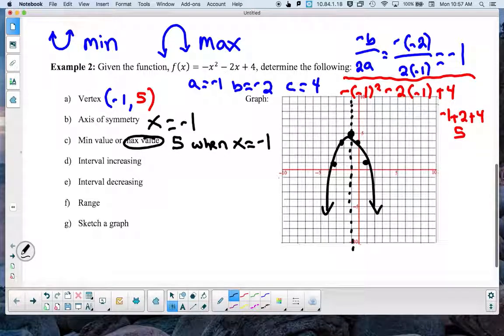So this is increasing. When we're talking about increasing or decreasing, we're only talking about the x values. So it's increasing from negative infinity to negative 1. Then it's going to decrease from negative 1 to positive infinity. The range is talking about the y values. The smallest y value it's going to have is negative infinity. The largest y value is going to travel up to positive 5, including that value.